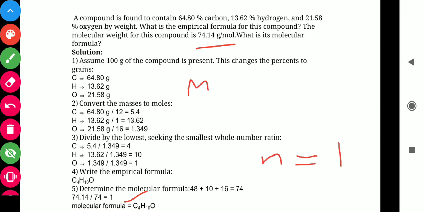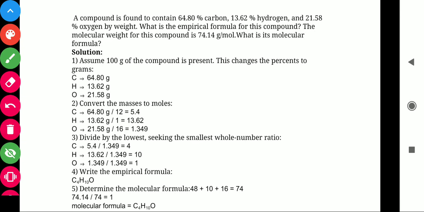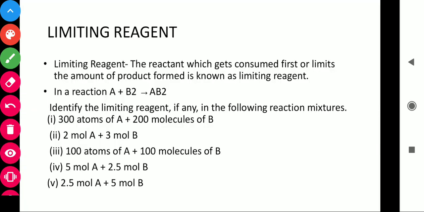What will be the molecular formula? Molecular formula is equal to n into empirical formula, and n is also 1. And in this way we calculate the molecular formula. That will remain C4H10O. Now we will discuss the last topic for today, that is limiting reagent.